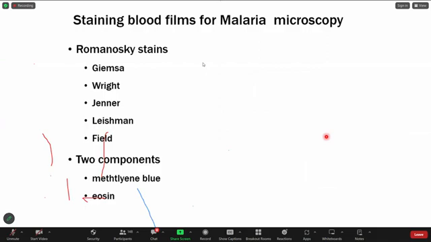Smears for malaria microscopy are stained by a type of stains called Romanowski stains. The common Romanowski stains are Giemsa, Wright's, Jenner, Leishman, and Field's.